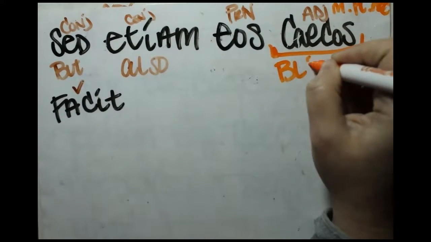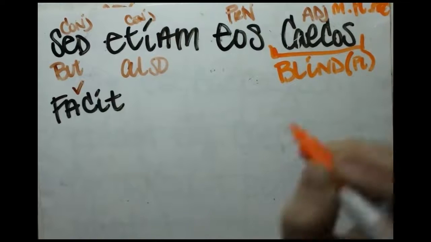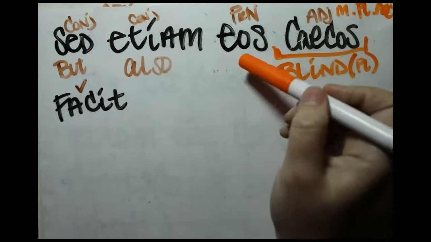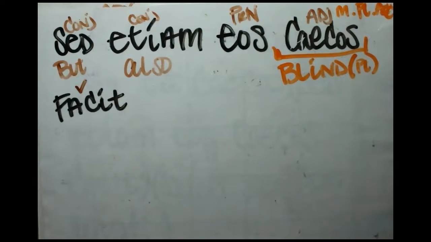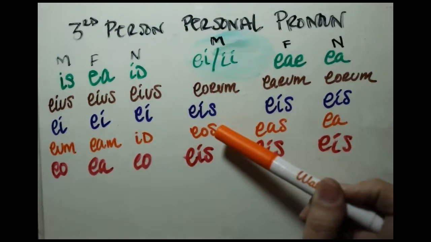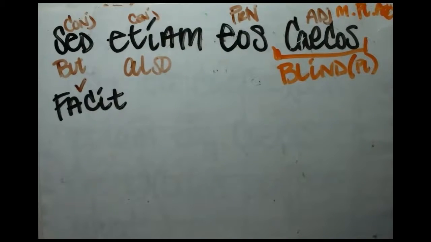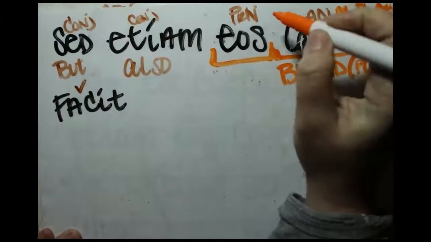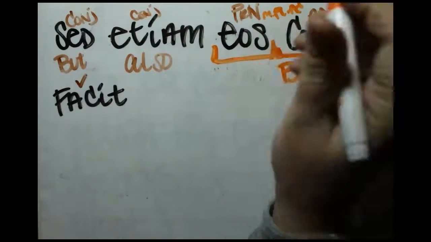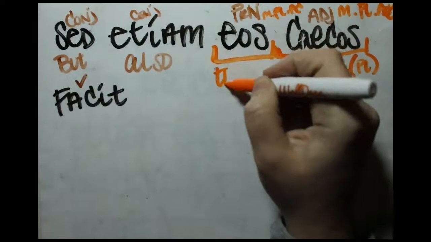So blind, and we'll put the PL so we know plural. Okay, cool, great. What else could it be? It's an adjective, it needs to be modifying something. What could it be modifying? Possibly this pronoun right here. Let's pull out our third person personal pronoun chart to see if we can match it. And wouldn't you know it, eos is only found in the masculine plural accusative form. So this one agrees with caecos. So masculine plural accusative. So eos, remember from is, ea, id, he, she, it. This is they, plural, masculine they.